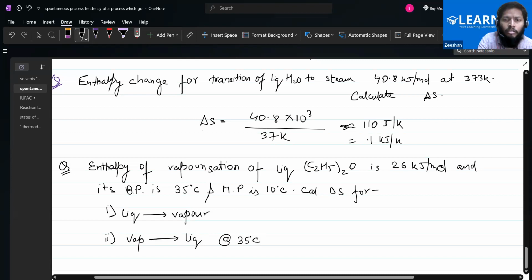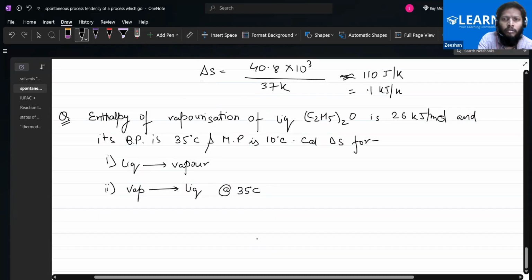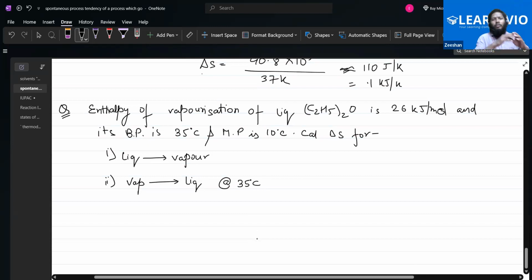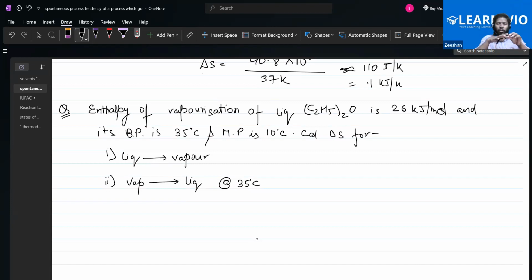Now try this out. The formula will be the same, but here you will get some new things also. Try this out and don't fall into silly mistakes.